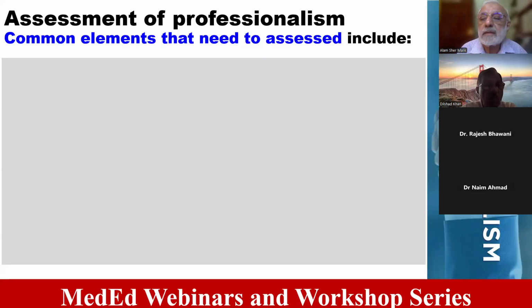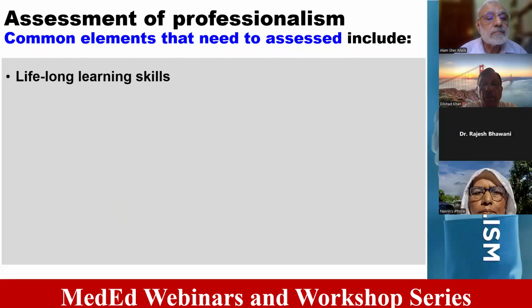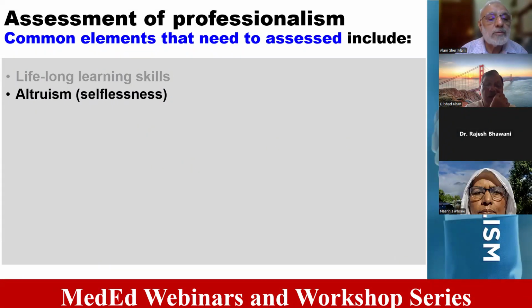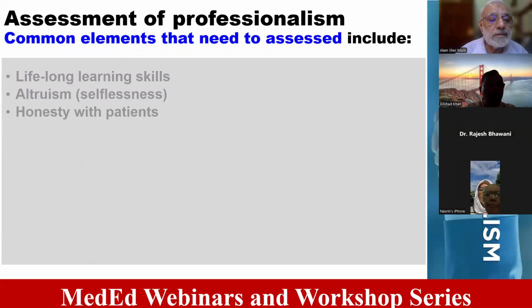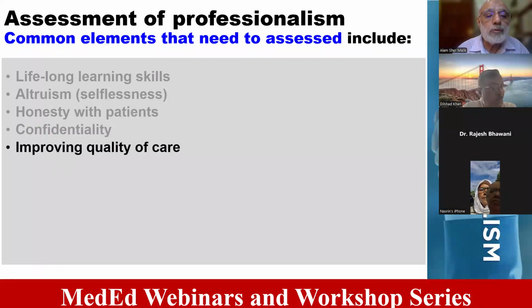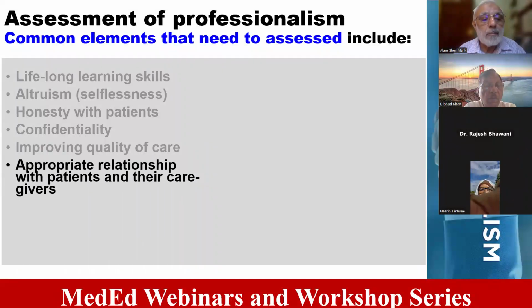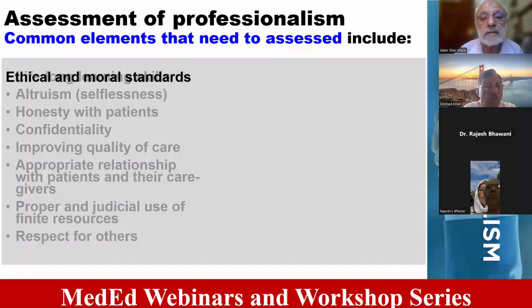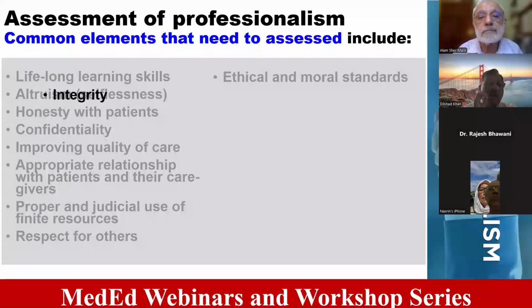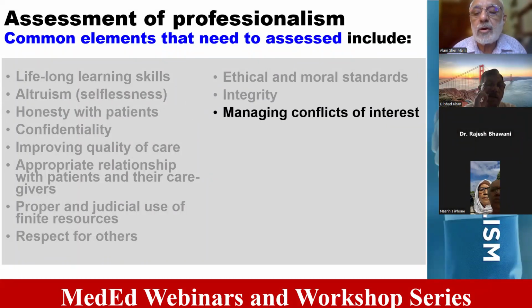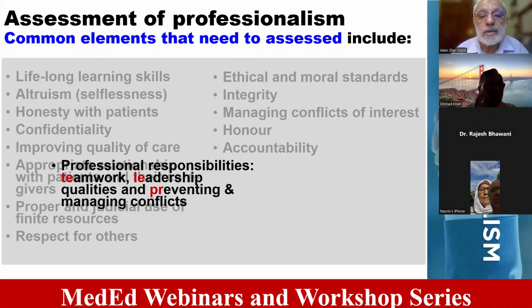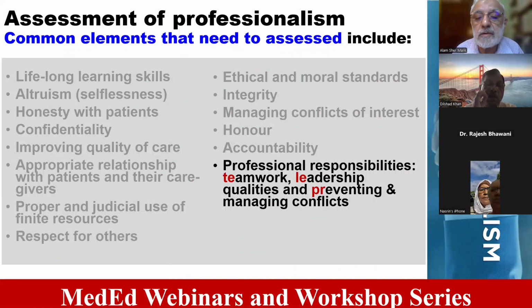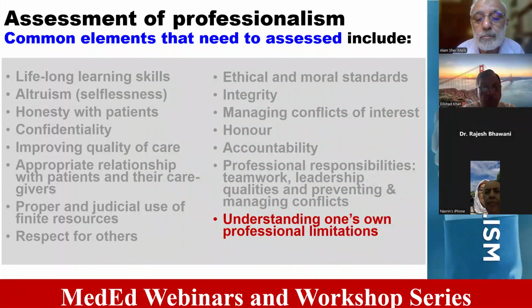What are the common elements that need to be assessed? Here is a list: lifelong learning skills, altruism or selflessness, honesty with patients, confidentiality, improving quality of care, appropriate relationships with patients and their caregivers, proper and judicious use of finite resources, respect for others, ethical and moral standards, integrity, managing conflicts of interest, honor, accountability, professional responsibilities such as teamwork, leadership qualities, and preventing and managing conflicts, and understanding one's own professional limitations.